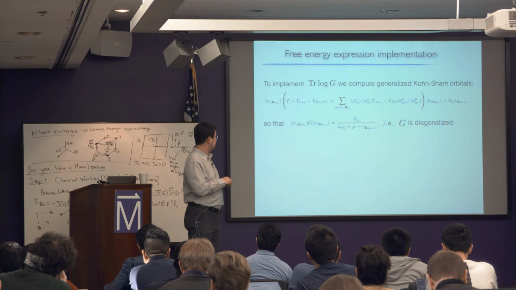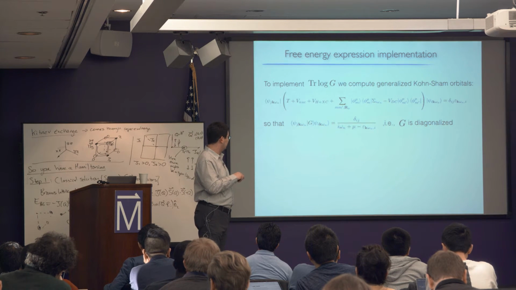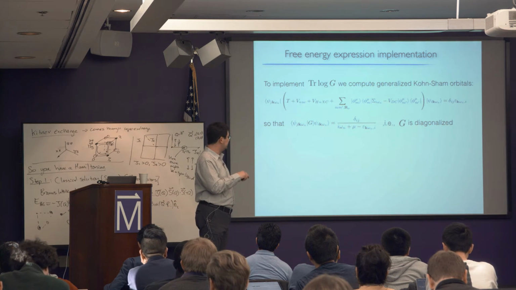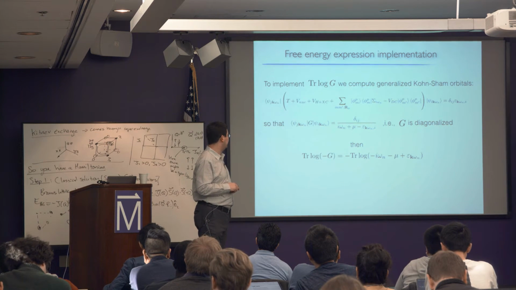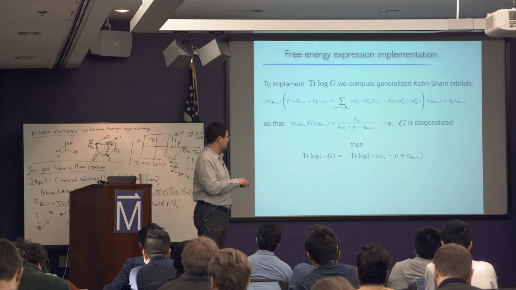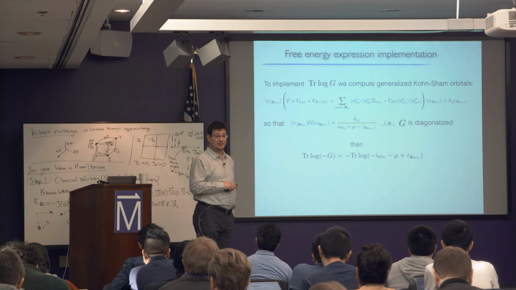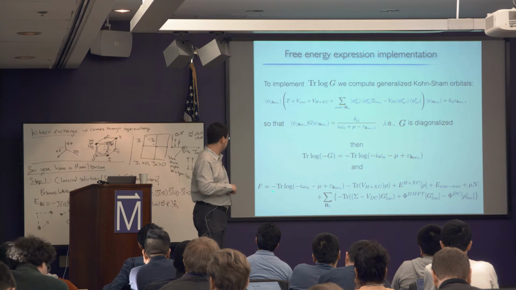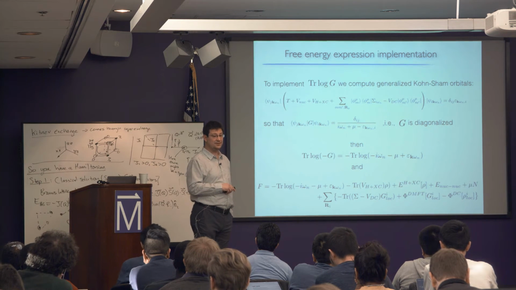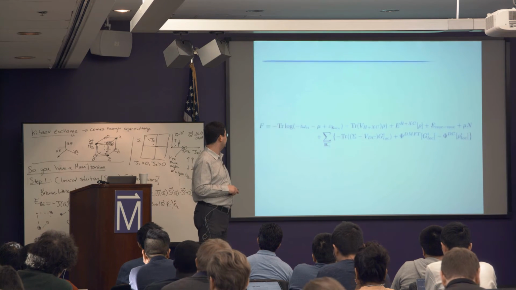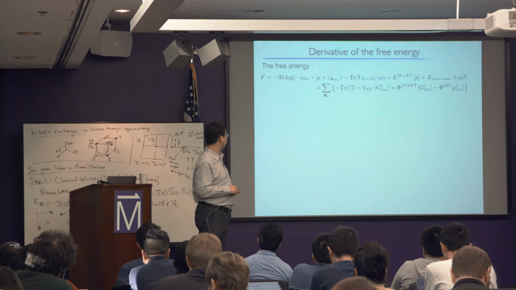Then this gives us the Green's function. The Green's function is now very easy. It's just 1 over omega plus mu minus eigenvalues, of course. And then it's easy to calculate trace log G, because it's just a simple expression in terms of these eigenvalues. So now we have the free energy, which is slightly easier to calculate with these eigenvalues. And now we can start to take the derivative of this.